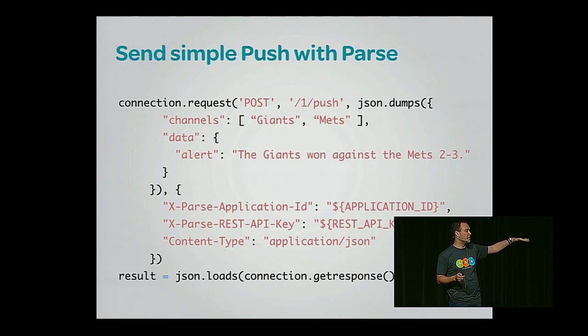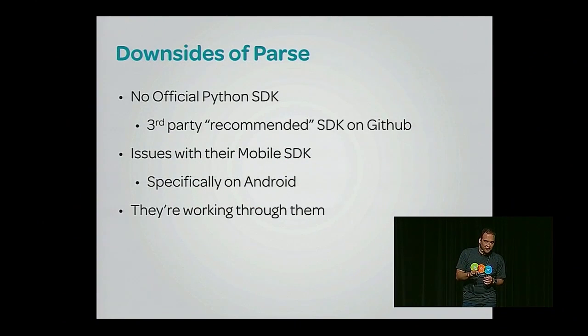You can set your headers. Your headers have to have specific tokens that you get from the service. And then you just send it, and then you get back, again, JSON data from Parse. And then Parse handles everything for you and sends the push notifications to the devices. There's a few downsides with Parse. I mean, they're a great service.